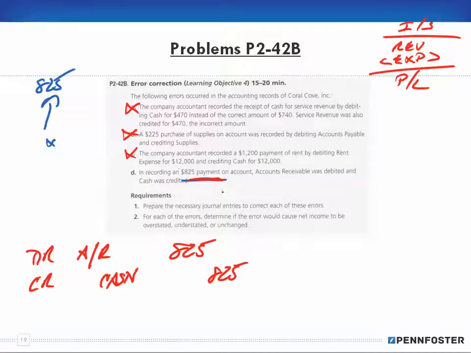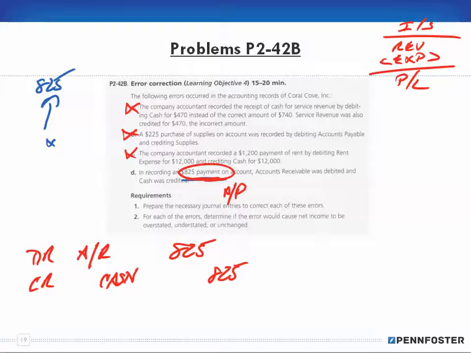So we're making the payment, so that would be an accounts payable. And so we recorded it as a debit to accounts receivable for $825 and a credit to cash for $825. Because it's a payment, we should be paying an accounts payable.